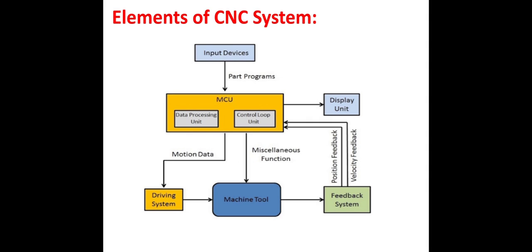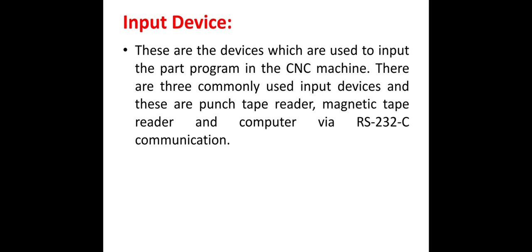Now let us see one by one. Input devices are the devices which are used to input the part program in the CNC machine. There are three commonly used input devices, and these are punch tape reader, magnetic tape reader, and computer via RS-232C communication.